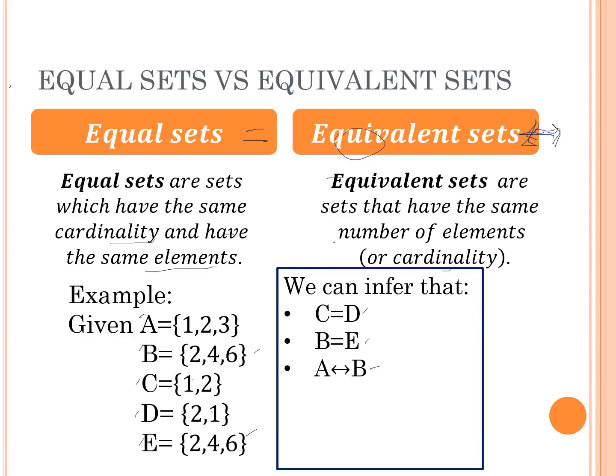Now we can say that A is equivalent to B, because A and B both have 3 elements. So disregarding the elements, since they both have the same number of elements, we can say they are equivalent. A is also equivalent to set E, because they have 3 elements each. B is also equivalent to E, because they both have 3 elements. And C is equivalent to D, because they both have 2 elements. So those are the symbols that we will use for equal and equivalent sets.